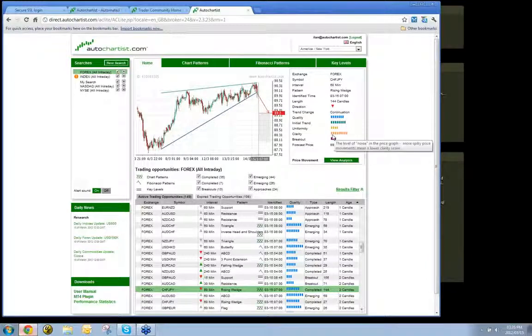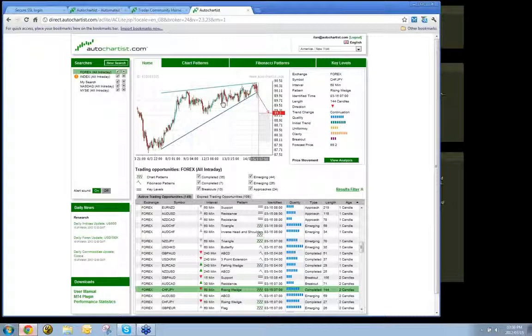Clarity was quite strong. Autochartist believes that, due to the length of this pattern, which was formed over 144 candles, 60-minute candles, this is quite a long pattern. It feels that the noise between the touching points of support resistance is not that big, so it gives it quite a high quality rating. And the breakout, it gives a very low quality rating.